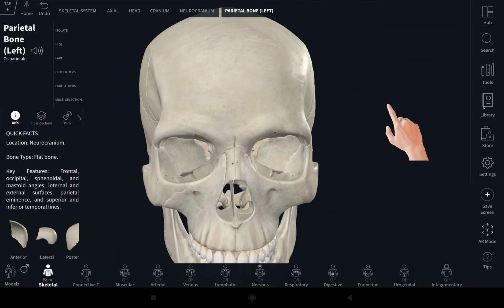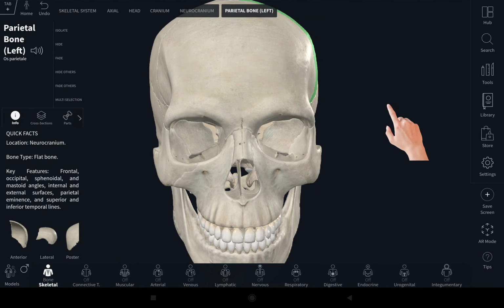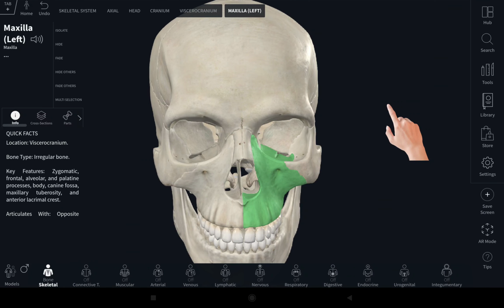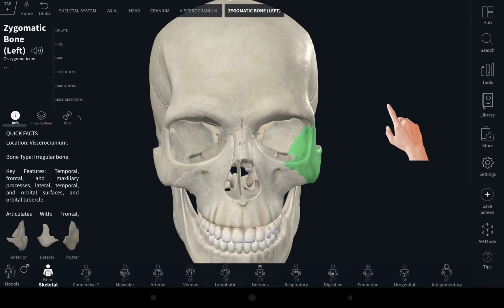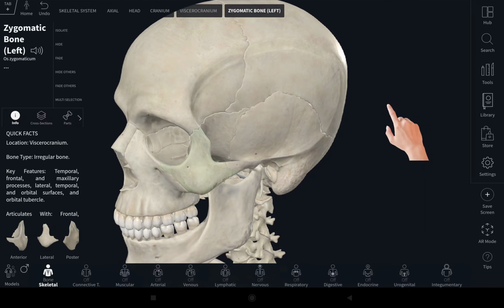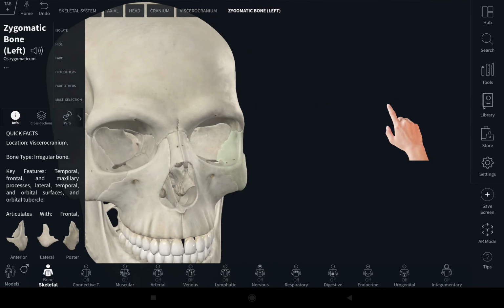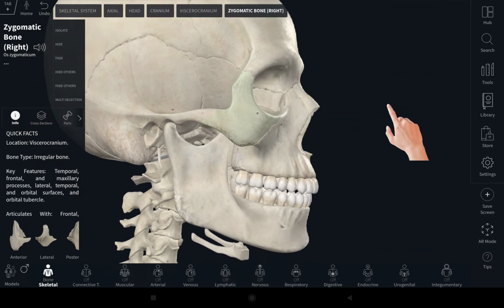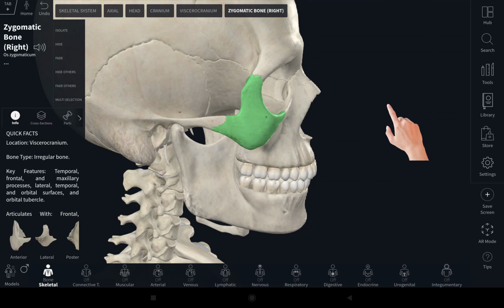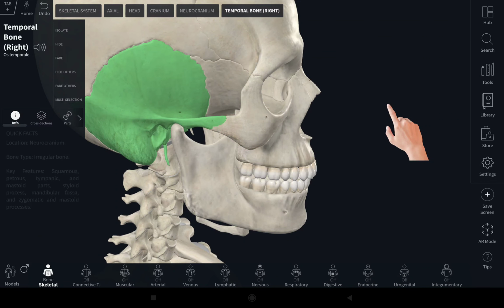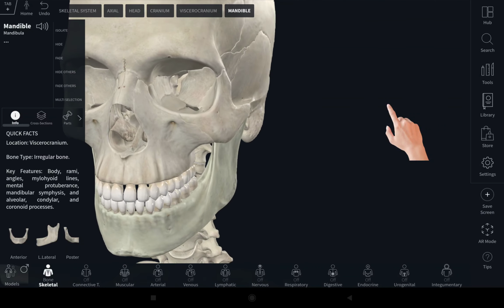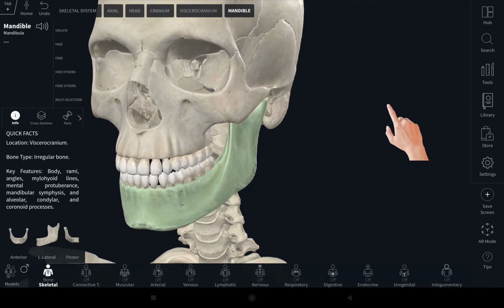Then in your face, this is the nasal bone. This is the maxilla. This is the zygomatic bone. This is the right zygomatic bone, which connects with the temporal bone. And this bone is the mandible.